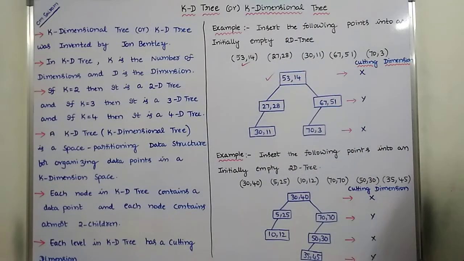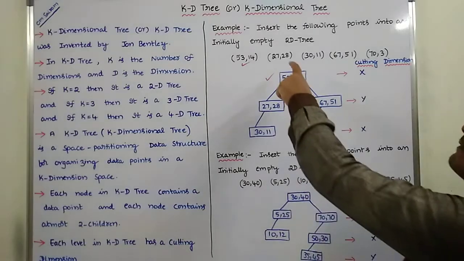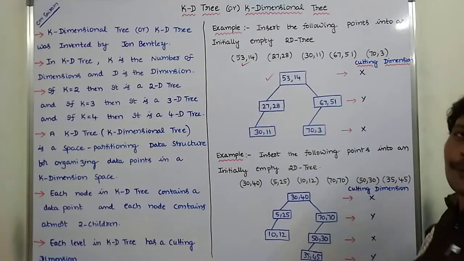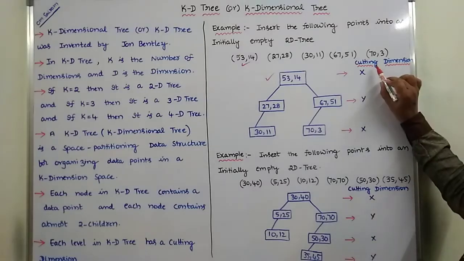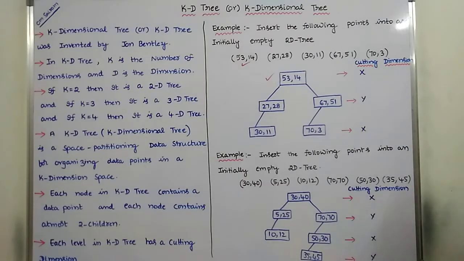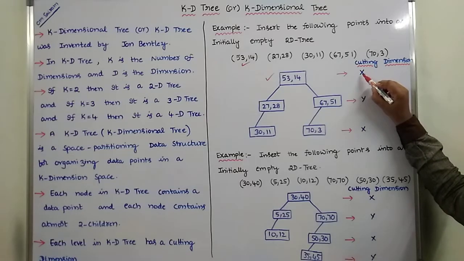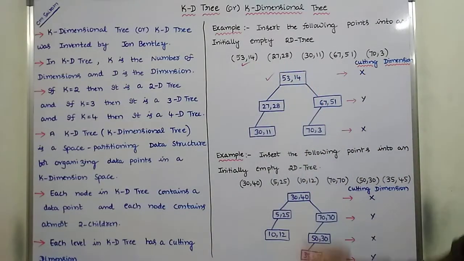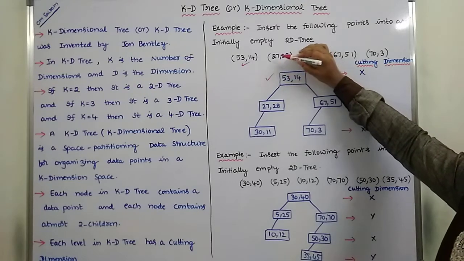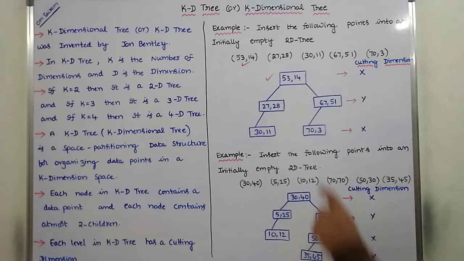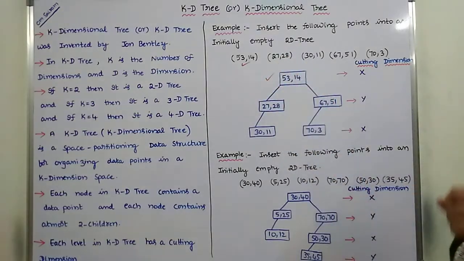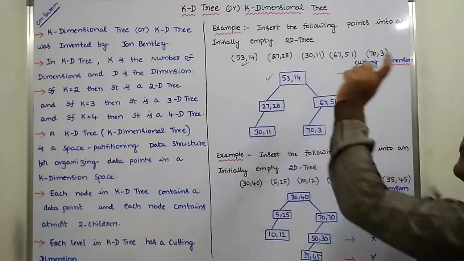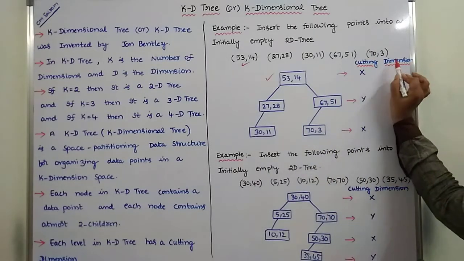Next data point is 27 and 28. Now 27 comma 28 can be inserted as the left child or the right child of this node. How are we deciding? Here the cutting dimension is X. Now we are considering only the X dimension, meaning the X coordinate. Here the X coordinate is 53. We compare 53 with 27. 27 is lesser, so 27 comma 28 acts as the left child of 53 comma 14, because the cutting dimension is X.